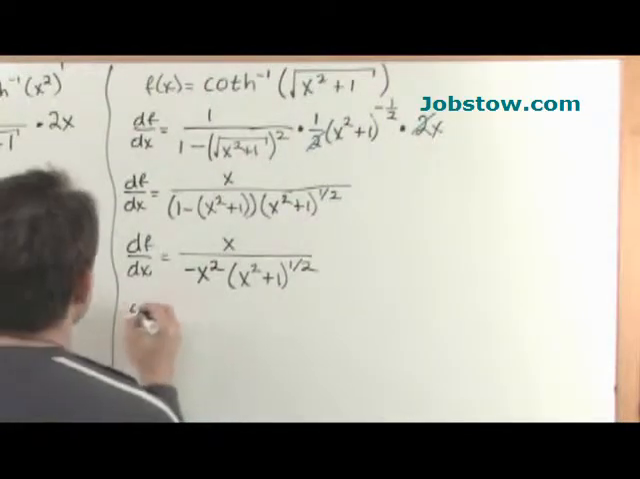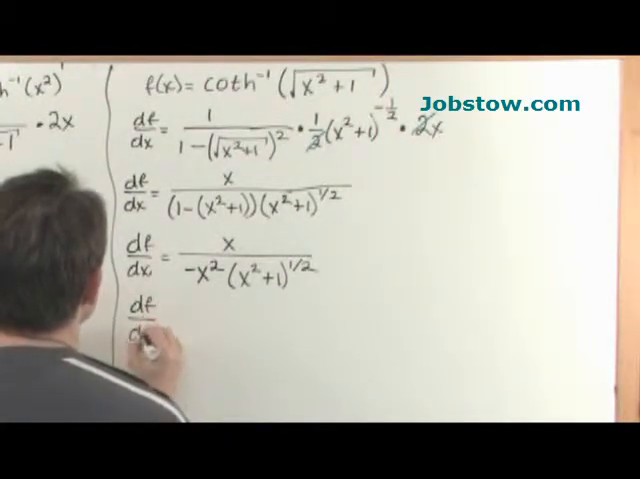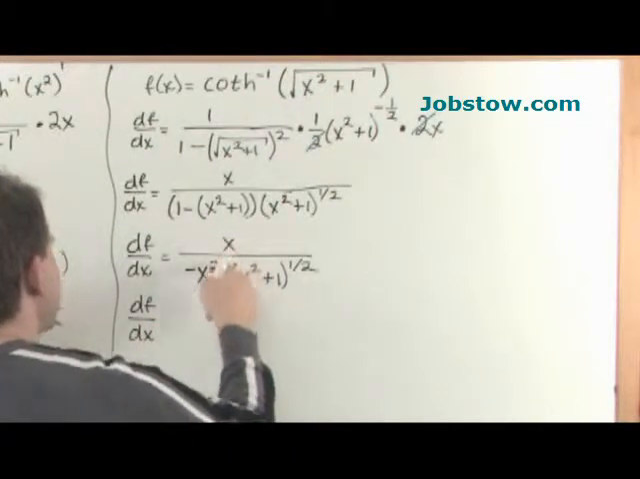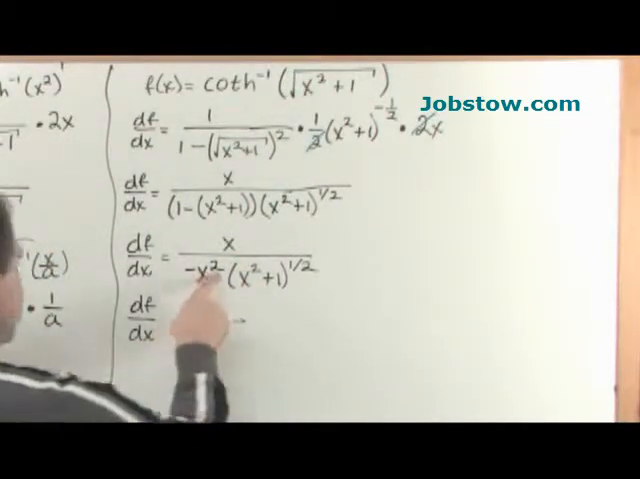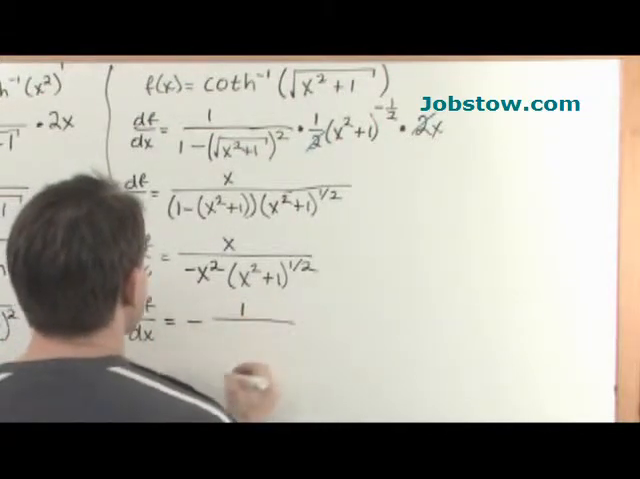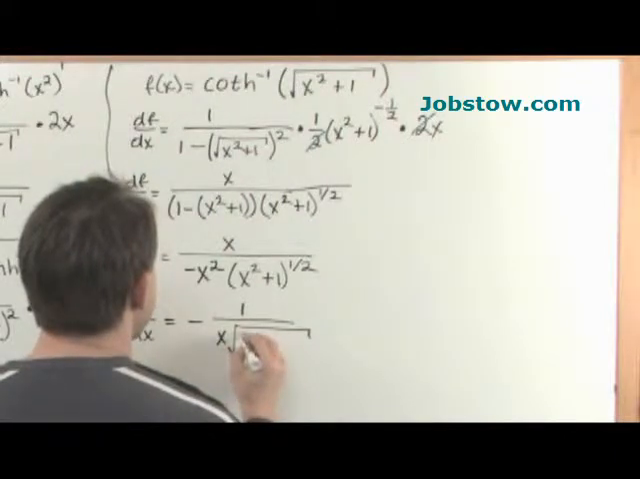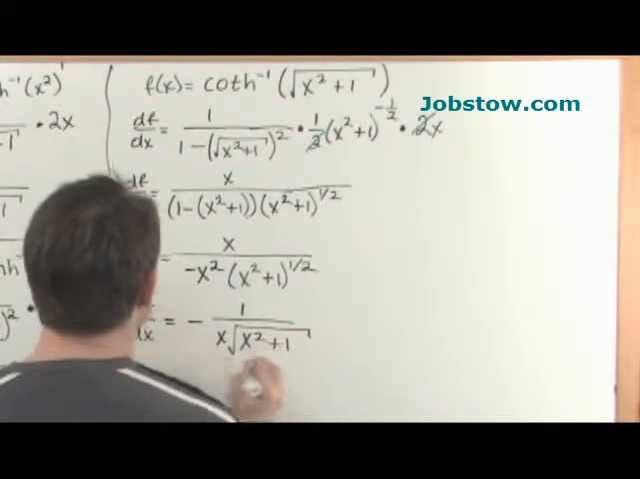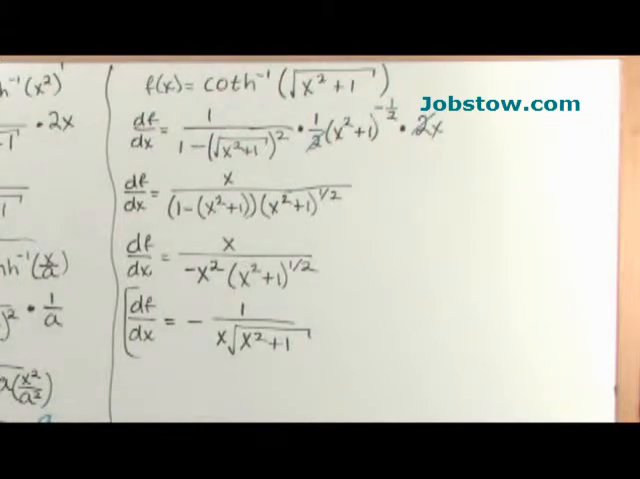So then to continue on, I'll have df dx. You can see right away I have an x on the top and an x squared on the bottom, so one of these exponents goes away. It's going to be negative 1 on the top times x times the square root of x squared plus 1. That is going to be the final answer: negative 1 over x times the square root of x squared plus 1.